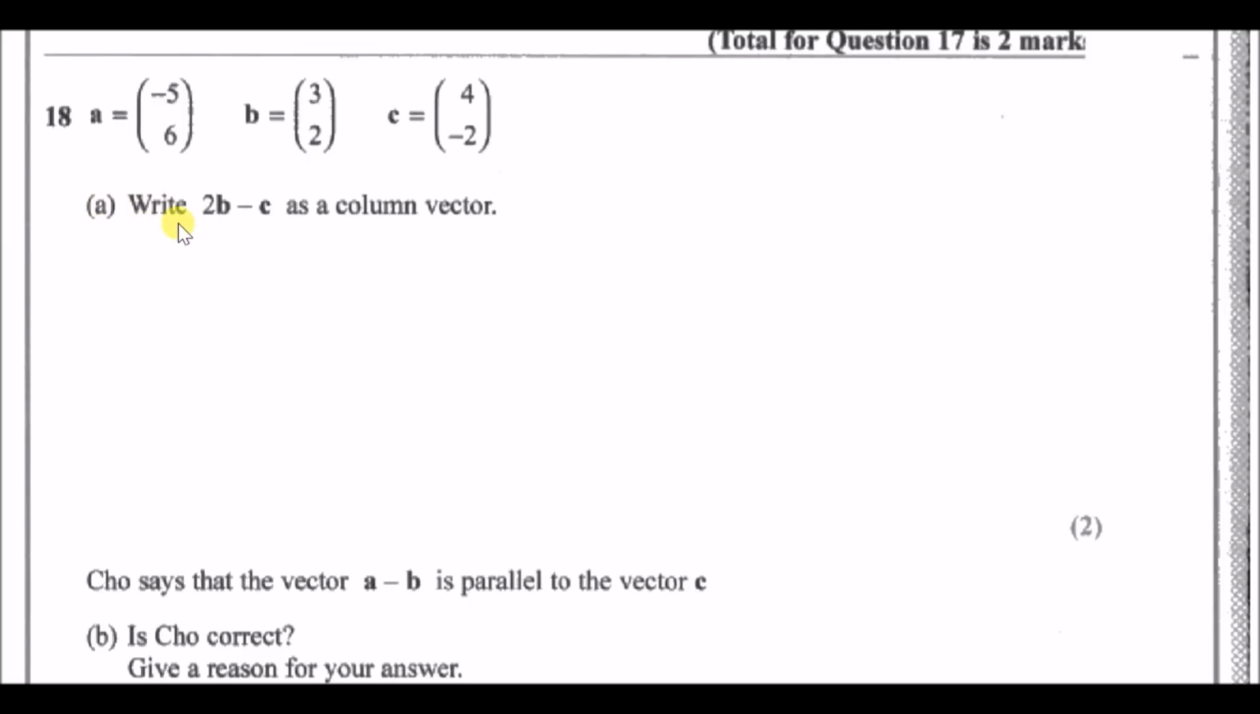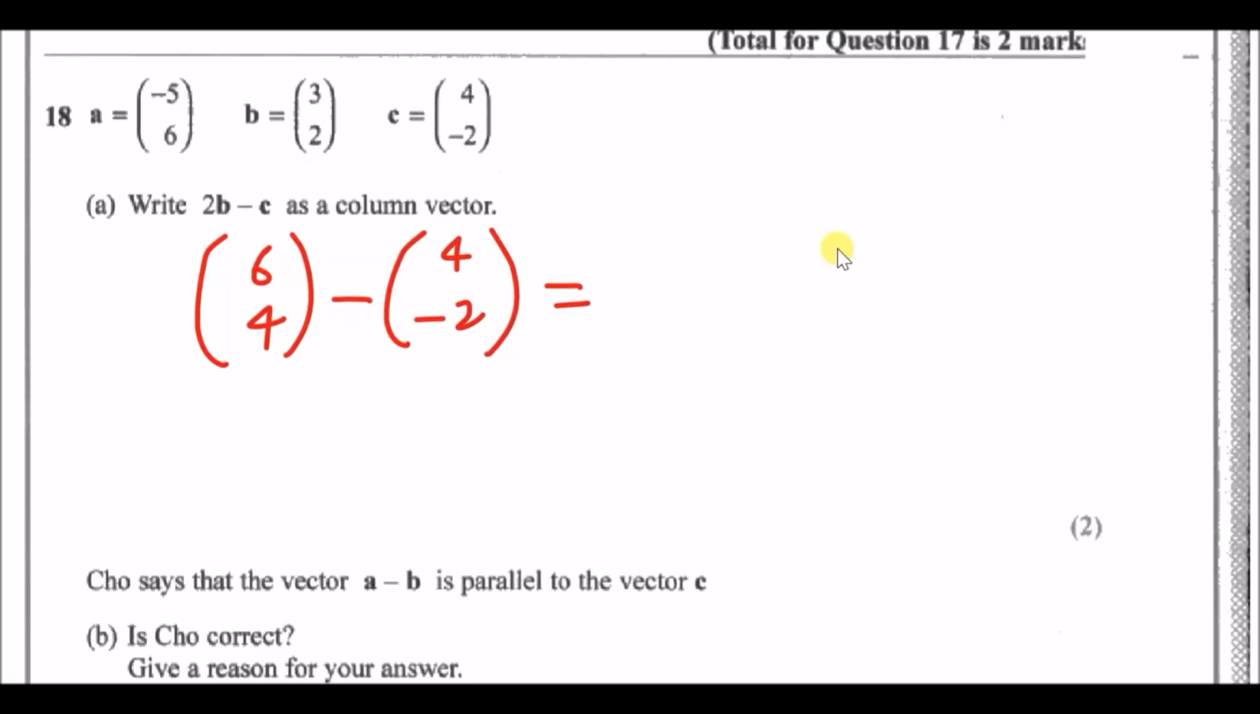So A, write 2 times b minus c as a column vector. So literally just multiply this vector b by 2 and then subtract from c and then combine it. So timesing the first vector by 2, you get 6 and 4. And we're going to minus it from vector c, so 4 minus 2. And now this is just like normal subtraction, but in this case you subtract across. So be careful you don't do it like fractions.